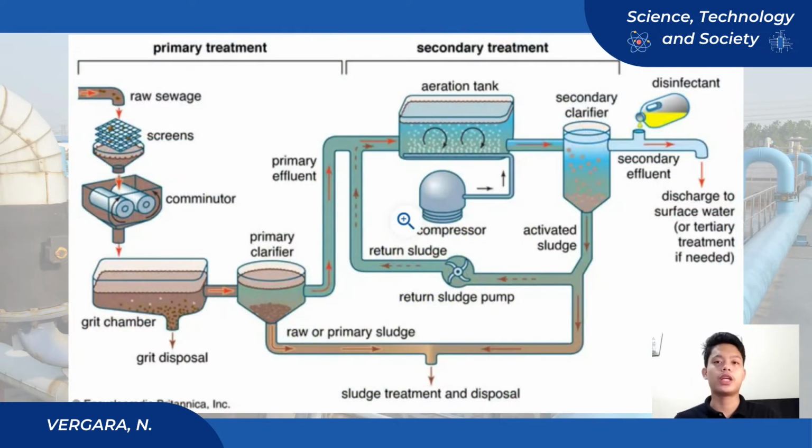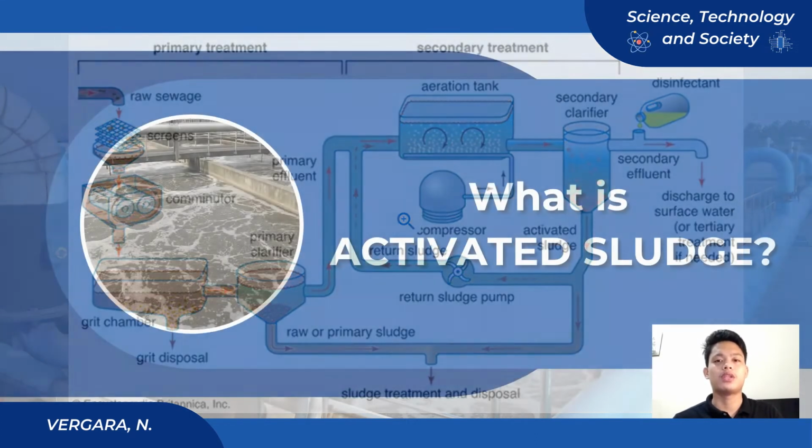In this diagram, we can see that there are 2 or sometimes 3 stages of wastewater treatment. The primary treatment removes about 60% of total suspended solids and about 35% of BOD, or biochemical oxygen demand. Now, the secondary treatment, which is where we can find the activated sludge process, removes more than 85% of both suspended solids and BOD. So what is activated sludge?